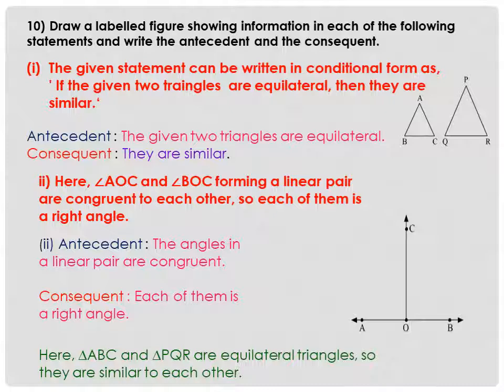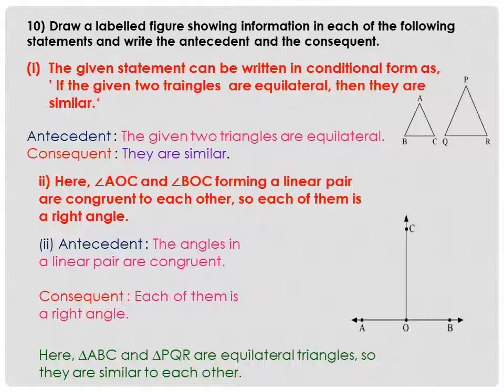Draw a labeled diagram showing the information in each of the following statements and write the antecedent and consequent. What is the meaning of this question? Some information is given in a statement. According to that information, first you want to draw the given diagram. Draw the labeled figure. Labeled means you want to write the names on the figure. When you have drawn the figure, afterward you want to write the antecedent and consequent. Antecedent means given and consequent means to prove. Are you understanding? Okay.